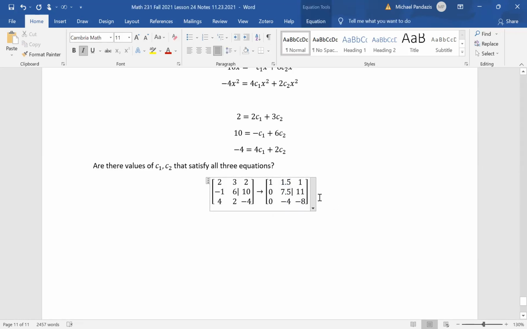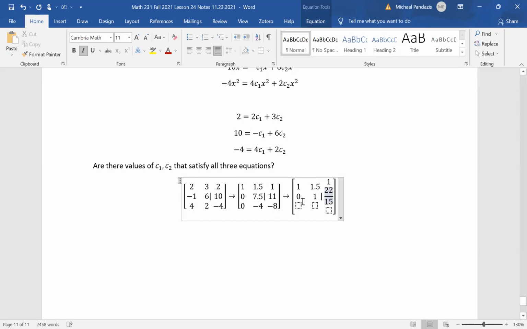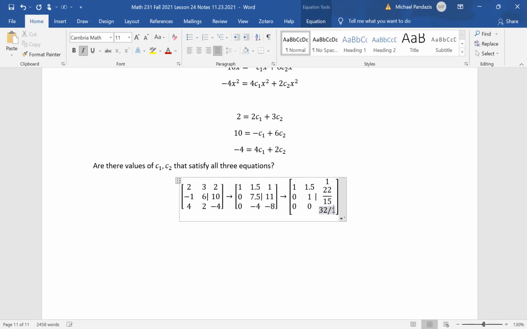Now I want to get this to row echelon form at least. So this is going to be 1, 1.5, 1, 0. Now I'm going to multiply this by 1 over 7.5 or 2/15. This is 22 over 15. And then I'm going to add 4 times this row to the other one and get 0, 0, 88 over 15 minus 8, 32 over 15.